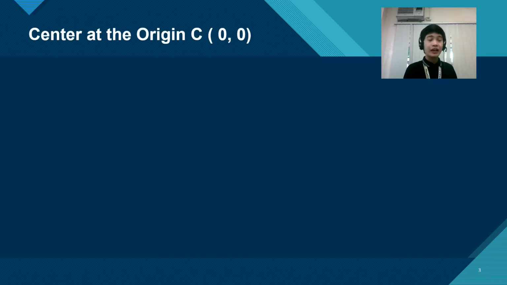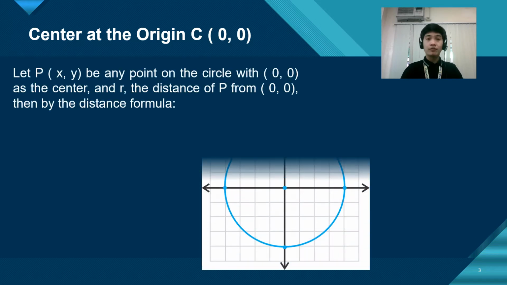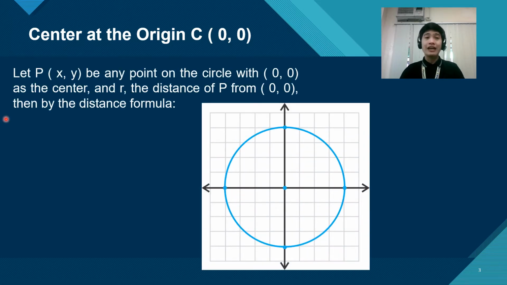Okay, so unang bahagi ng discussion natin, we have this circle wherein the center is at the origin. So, ito po yung illustration natin dyan. Let P be any point on the circle with (0, 0) as the center. So ito po yung center natin dyan. And yung P is yung kahit anong point dito sa circle. And r is the distance of P, any point on this circle, to (0, 0), our origin or center.